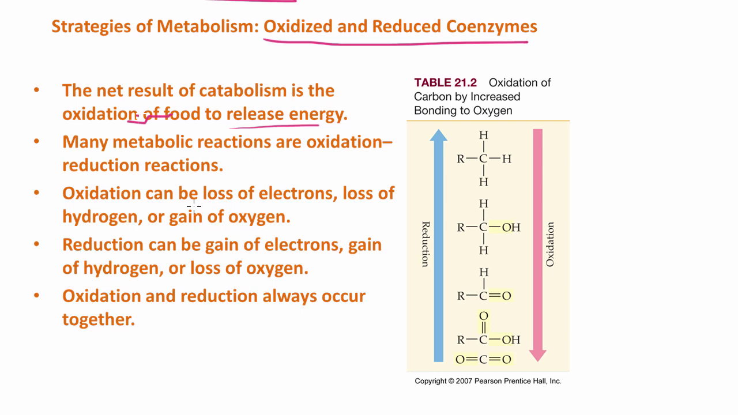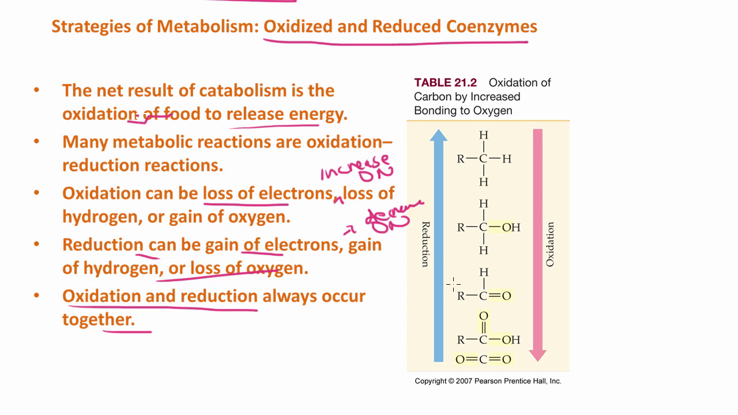So just to refresh your memory, oxidation we think of as the loss of electrons. It can be an increase in oxidation number. And we also look at it as a loss of hydrogen or a gain of oxygen, okay? So reduction, on the other hand, can be a gain of electrons or a decrease in oxidation number, gain of hydrogen or loss of oxygen. And we know that oxidation and reduction always occur together. You can't have one without the other.